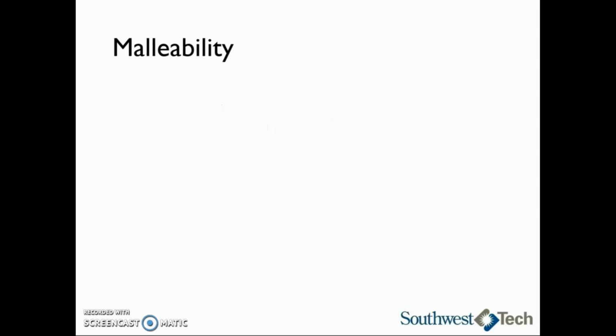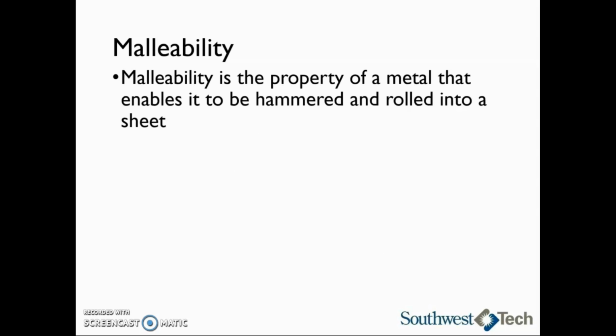The sixth property of solids is malleability. Malleability is the property of solids, particularly metals again, that enables the metal to be hammered or rolled into a sheet. Malleability is similar to ductility because they both refer to metals and they both describe properties where the metal ends up thinner than originally.